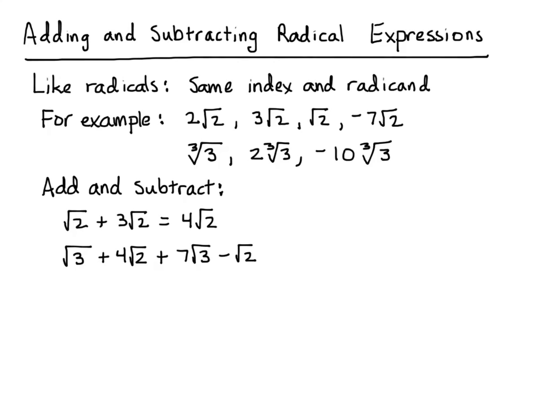Or let's say a mixed bag here: we have the square root of 3, 4 square root of 2, 7 square root of 3, minus the square root of 2. We can only combine the square root of 3 with 7 square root of 3 to get 8 square root of 3, and then we have 4 square root of 2 minus the square root of 2, which gives us 3 times the square root of 2. So we're just adding like radicals. This should feel very much like adding like terms.